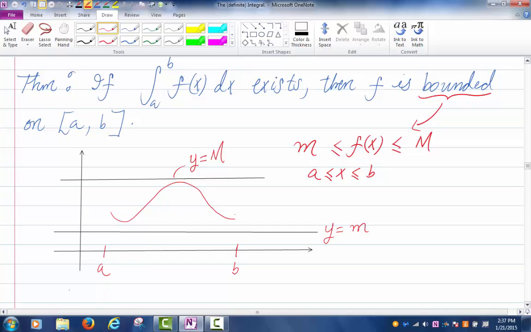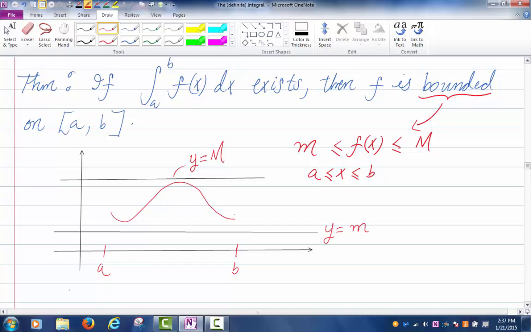So again, the theorem says if the definite integral from a to b of f exists, then the integrand function f has to be a bounded function. What's the contrapositive of that?